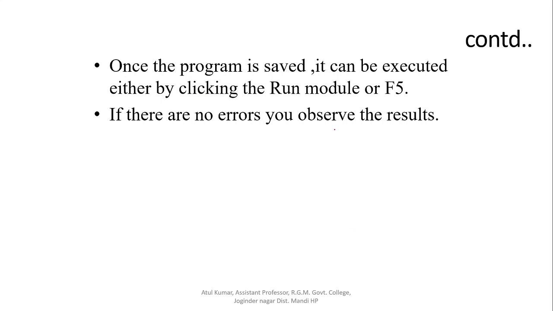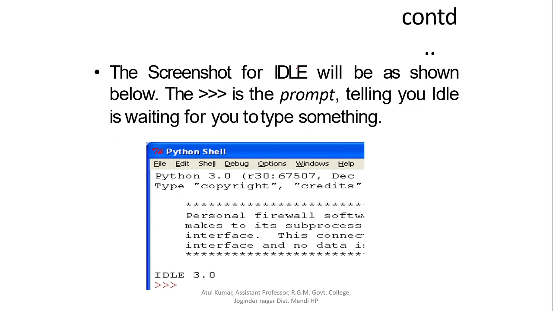Once the program is saved, it can be executed either by clicking Run Module or pressing the F5 button. If there are any errors, syntax errors will be shown, and if there is no error, then you can observe the results on your screen. This is the screenshot for IDLE. The three right-angle arrows are a prompt telling you that IDLE is waiting for you to type something.